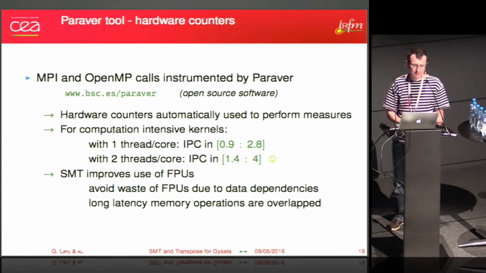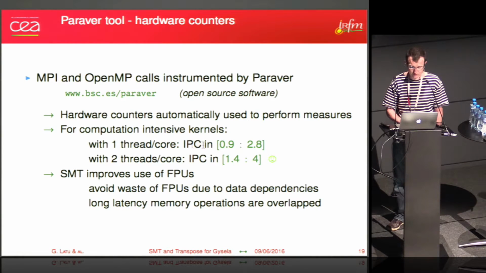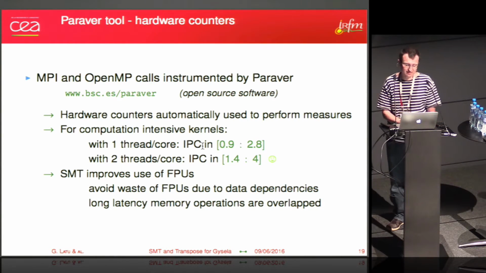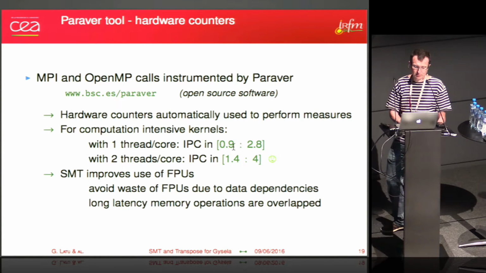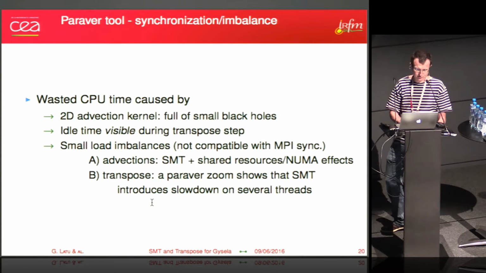So we use the Paraver tool to investigate performance, and these tools add hardware counters automatically. And what we show is that the IPCs, so the number of instructions per cycle, is between 0.9 and 2.8 without SMT, and can go up to 4 with SMT. So we gain on the number of instructions we issue per cycle with SMT. So SMT is really useful to use FPUs at most.